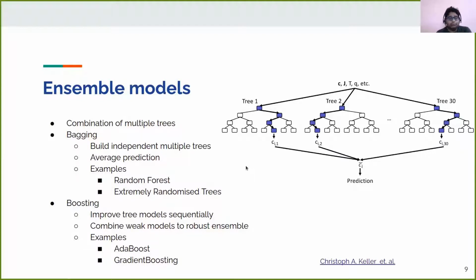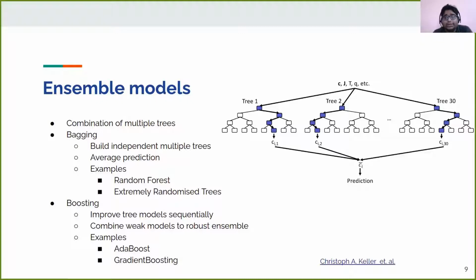Another ensemble model is boosting. In boosting, we take a few decision trees and then improve these models sequentially. These models try to combine weak models and form a robust ensemble, and then an average prediction is taken from these models. Examples of boosting are AdaBoost, gradient boosting, extreme gradient boosting, and so on.